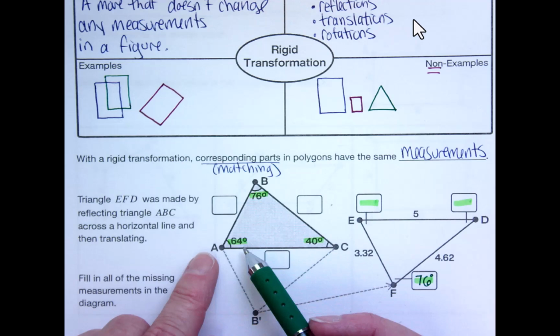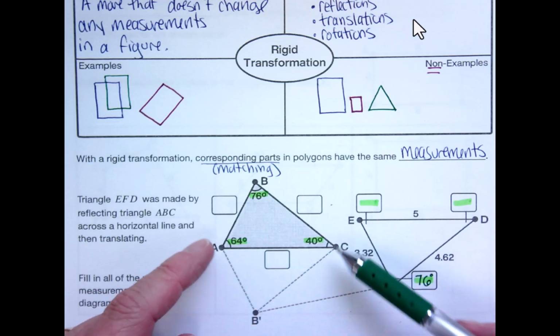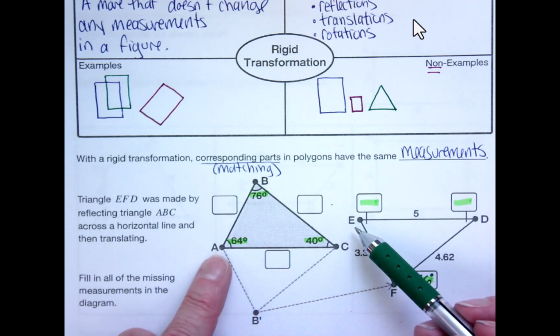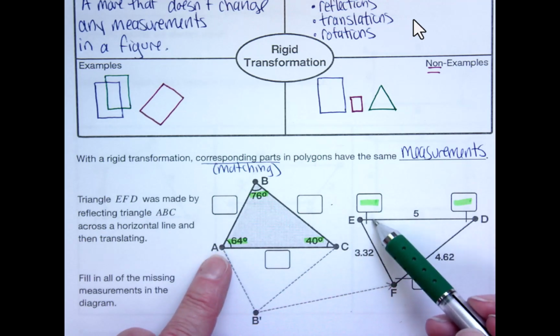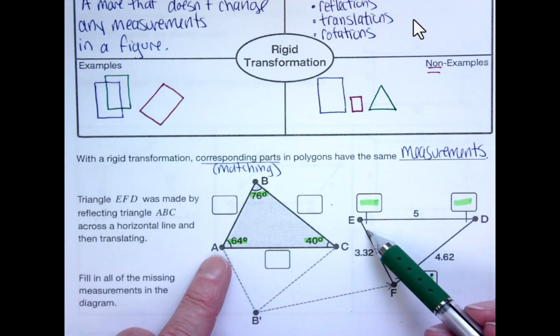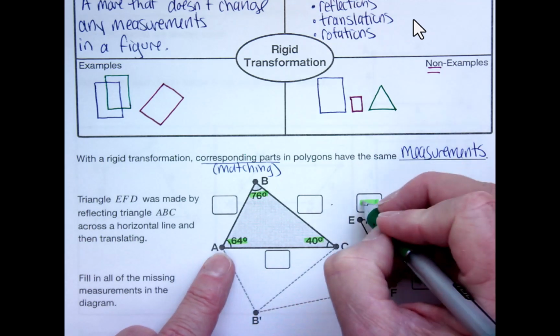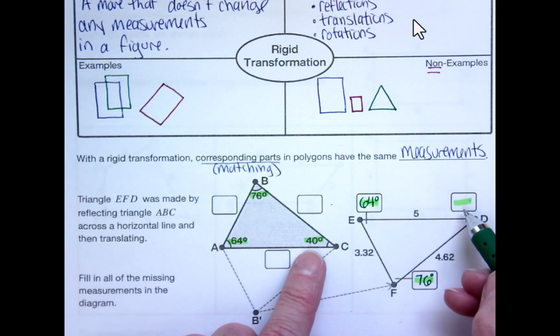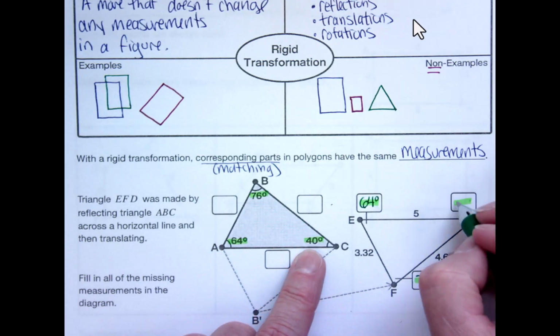Let's look at angle A. Remember, we reflected this over and then scooched it up. So angle A actually becomes angle E in the corresponding triangle. So they have the same measure. And that just leaves 40 degrees for this angle.